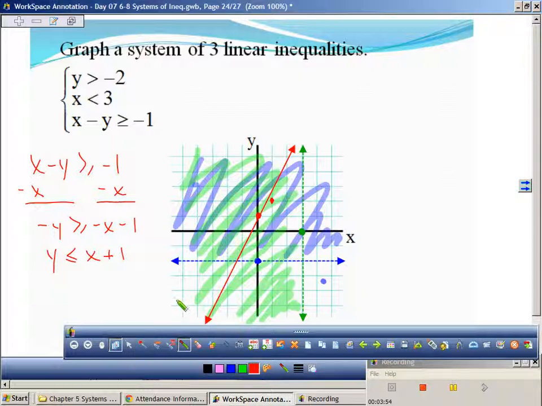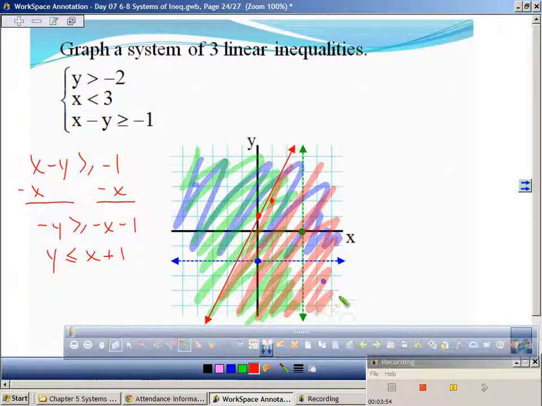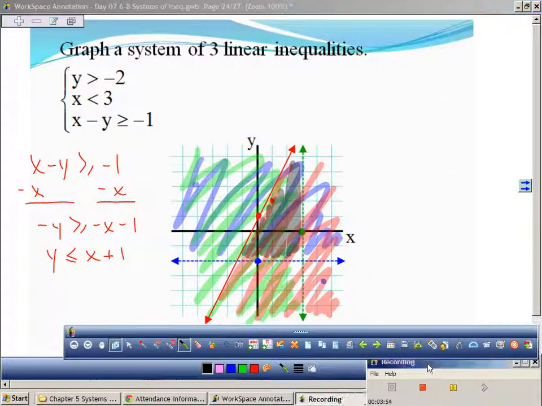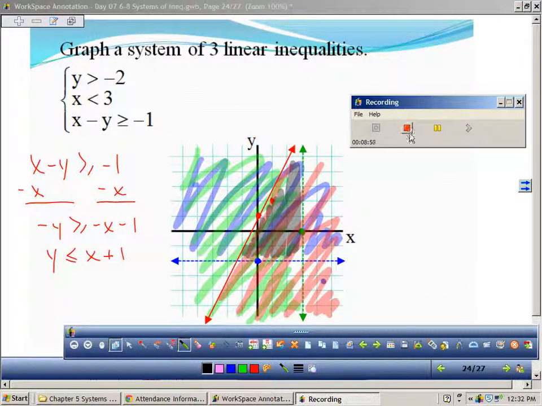Where am I going to shade, above or below? Below. And here is your intersection, right here. This triangle. Okay, good job, guys.